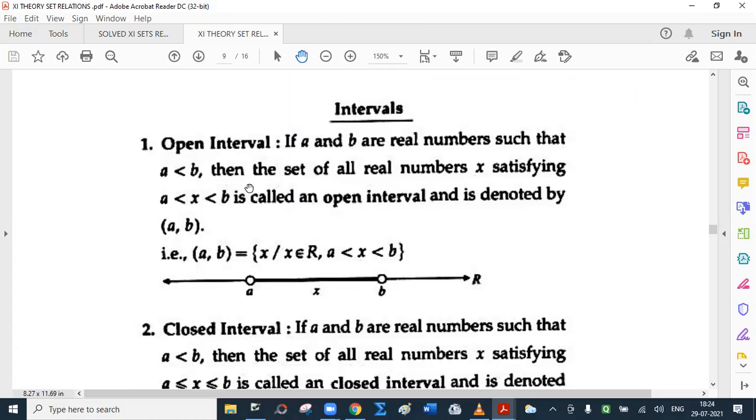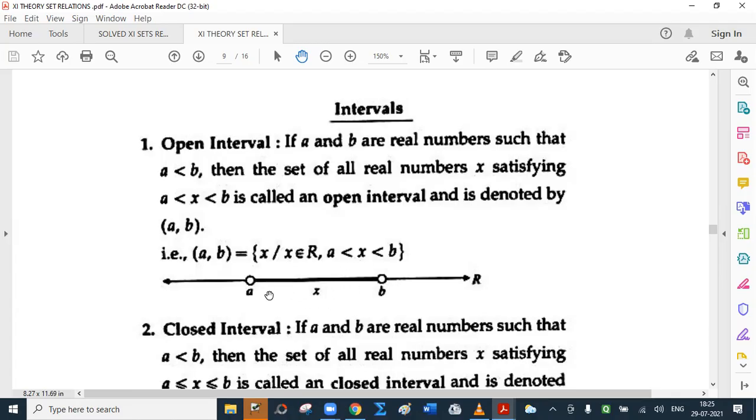Open interval. If a and b are real numbers such that a is less than b, then the set of all real numbers x satisfying a less than x less than b is called an open interval and is strictly denoted by putting a, b in a circular bracket. This is the circular bracket, right? Do not use any other bracket. So what is the open interval (a, b)? All x such that x belongs to the set of real numbers and a less than x less than b.